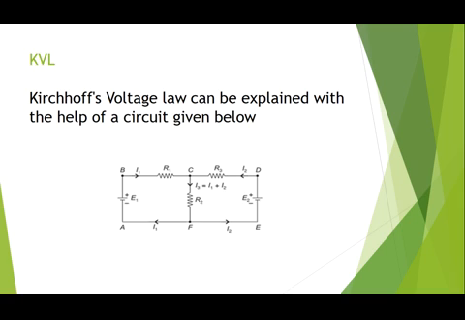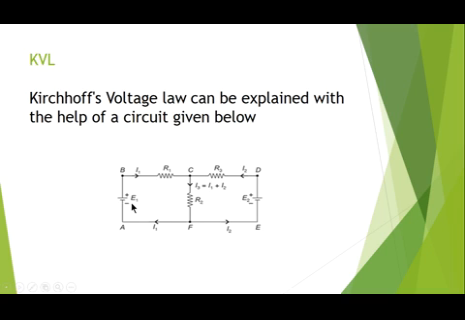Next, Kirchhoff's voltage law. We know that Kirchhoff's voltage law is nothing but the sum of all voltages in any closed loop is equal to 0. Here we are taking one example circuit. In that circuit we have 3 loops: A, B, C, F, A; C, D, E, F, C; and the overall loop A, B, C, D, E, F, A. In these 3 loops we are going to apply Kirchhoff's voltage law.